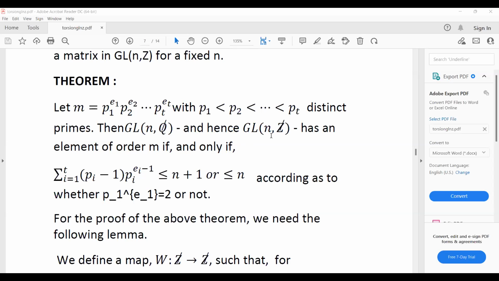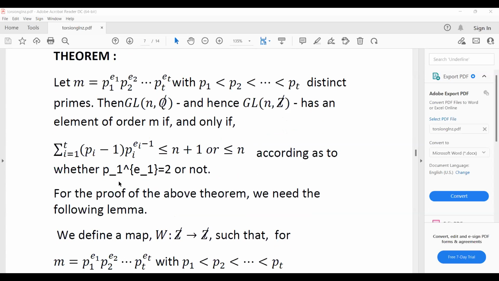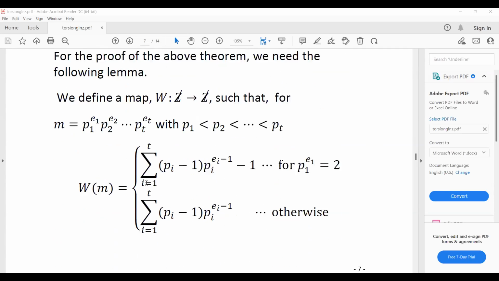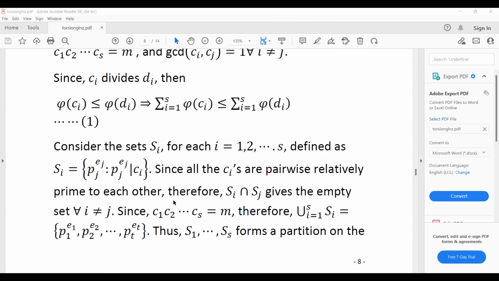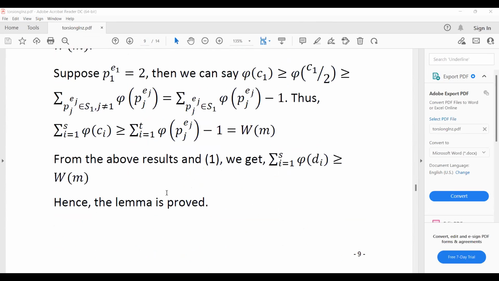Then GL_n(Z) has an element of order m if and only if this number, the summation of p_i to the power e_i minus 1 times p_i minus 1, is less than or equal to n. That is the generic case. Less than or equal to n plus 1 is possible when p_1 to the power e_1 is 2, that is, the first factor is 2 times some odd prime powers. In that case, this condition should be satisfied. The proof of this theorem simply depends on the cyclotomic polynomials. Since my time is up, I don't want to take it here, but it's very elementary. It's a very beautiful theorem.